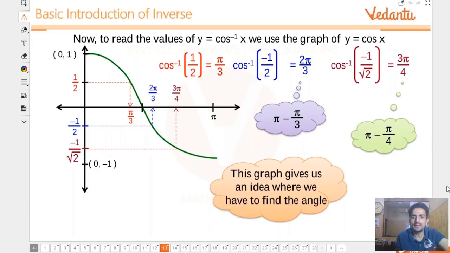So guys, moving ahead, next, these are a few more examples. Just have a look. Because sine inverse 0 is 0. Sine inverse 0 is that angle for which sine becomes 0. It is 0.